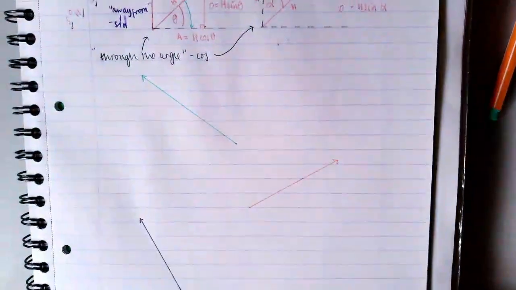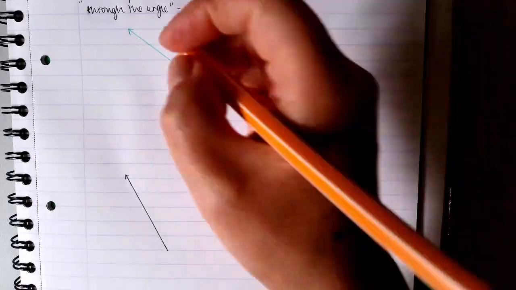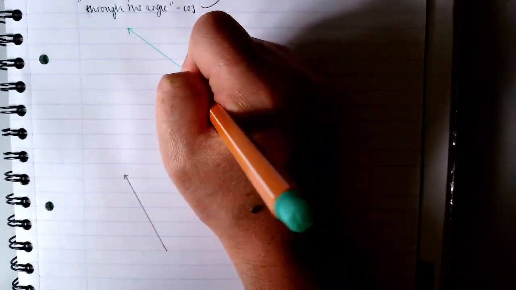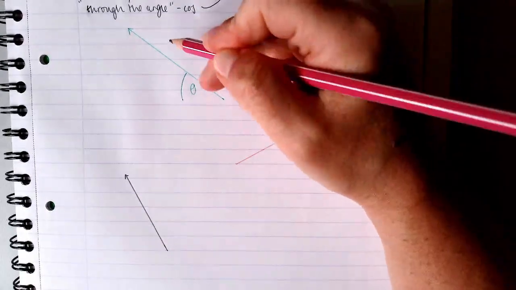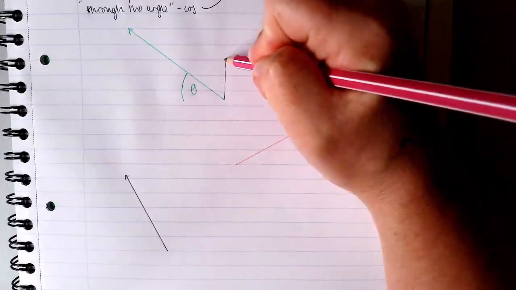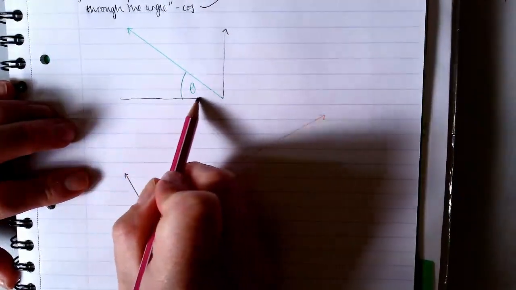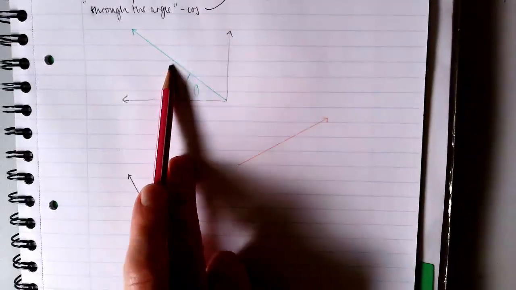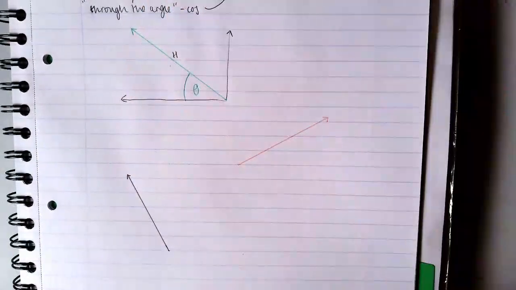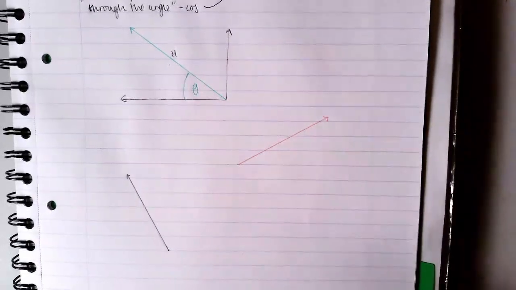Okay, so let's just do some practice looking here. Let's imagine that I know this angle theta. And I want to split this vector into its component parts. I'm just going to do it freehand because I'm trying to do this as quickly as possible. And I want to convert or resolve this vector, let's call it h, and I want to find the vertical component of it and the horizontal component of it.